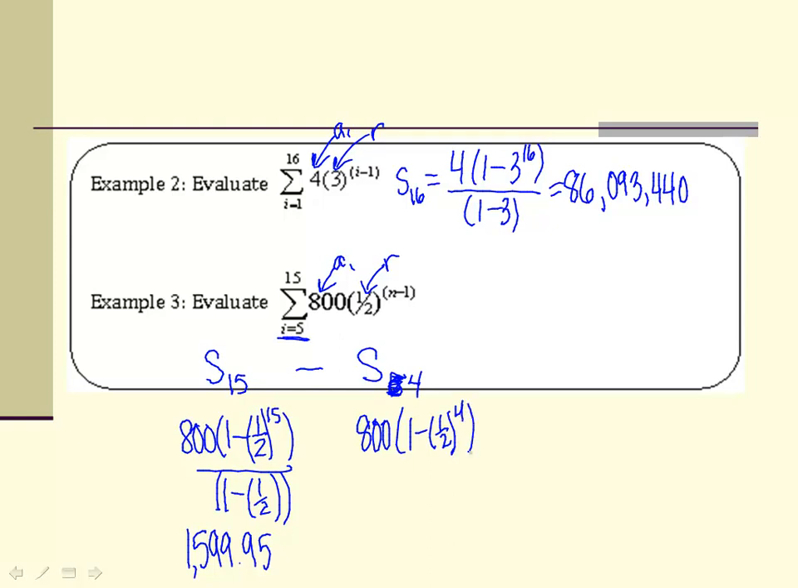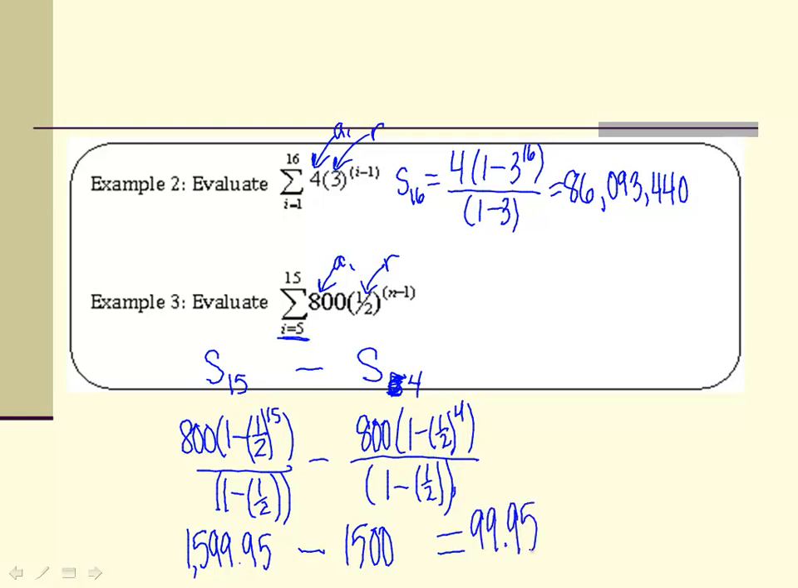S sub 4, well, that's, again, A sub 1 times the quantity, 1 minus our rate, to the nth power, which n is 4, all divided by 1 minus our rate. And again, if you put that into your calculator, we're going to be subtracting these two things. Put that in your calculator, you should get 1,500. So our difference is going to be our sum from 5 to 15. That's 99.95. That is our sum from 5 to 15.